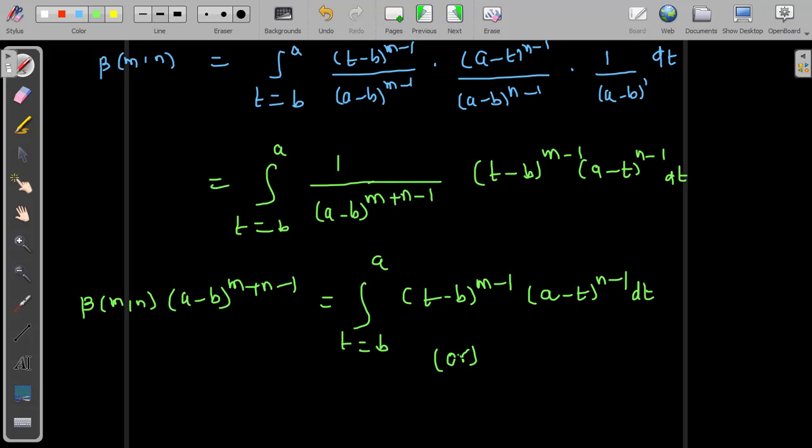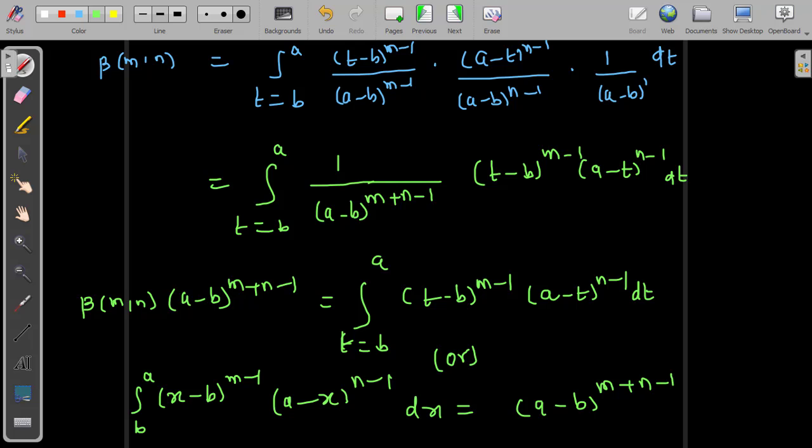Or we can say, now change the left side, LHS equal to RHS, RHS equal to LHS in that case, and change the variable also. So by the definite integral property, now replace t equal to x. So wherever t is there, replace x. I am writing here, so b to a. So I am changing the variable t by x. (x minus b) power m minus 1 times (a minus x) power n minus 1 dx, which is equal to, I'll be writing (a minus b) power m plus n minus 1 times beta of m comma n. Hence the result.